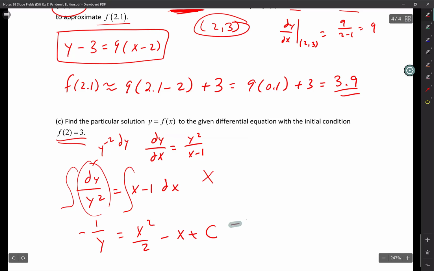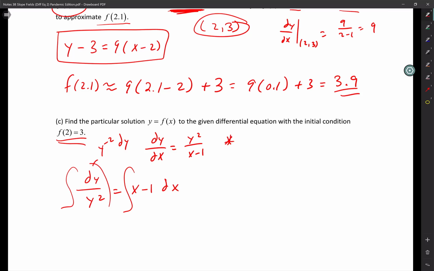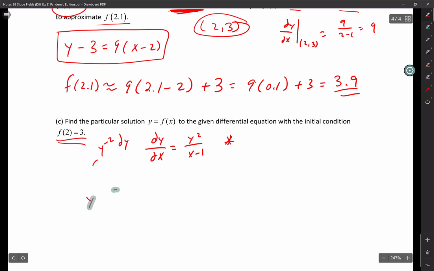Does anyone see what I did wrong, guys? It's on this step right here. Look carefully. Look at the x minus 1 and where it's located here. It's supposed to be 1 over x minus 1. You don't have to erase the whole thing. So this was correct, integral 1 over y squared dy. This was supposed to be integral 1 over x minus 1.